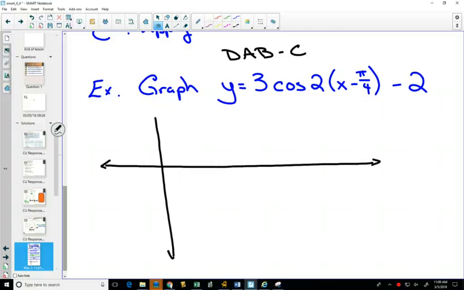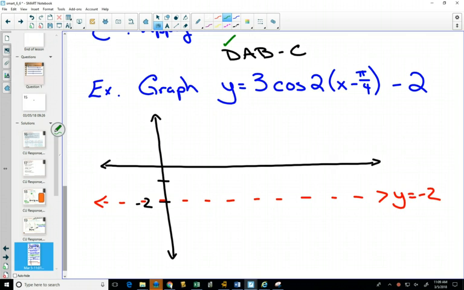So, here's our axes. Going through DAB-C means start with your D value. Your D value here is minus 2. Minus 2 will be your center line. So the first thing you do is you go to minus 2, take out a red pen if you have it, draw a dotted line, label it at y equals minus 2. That will be your center line. The D part is completed.